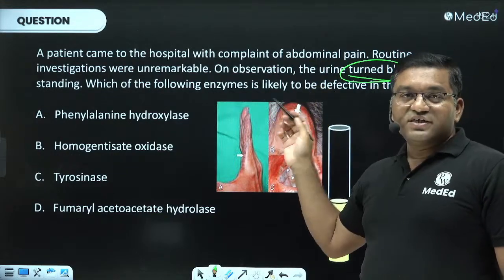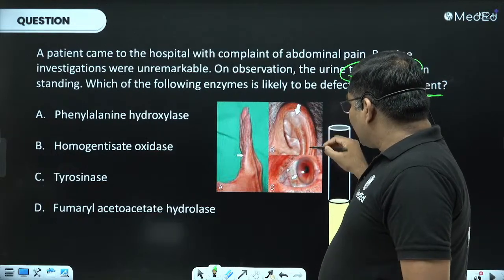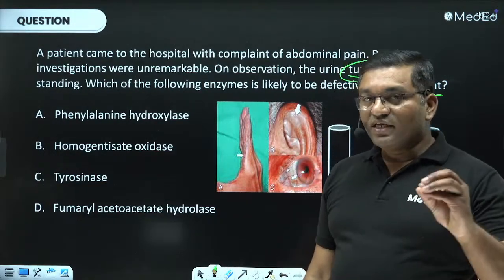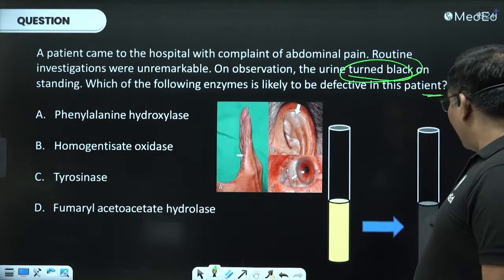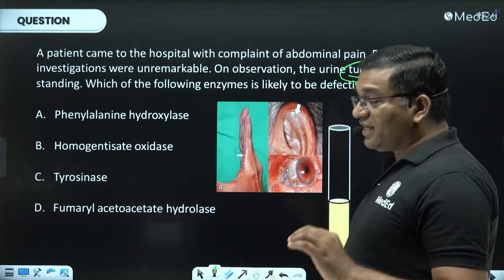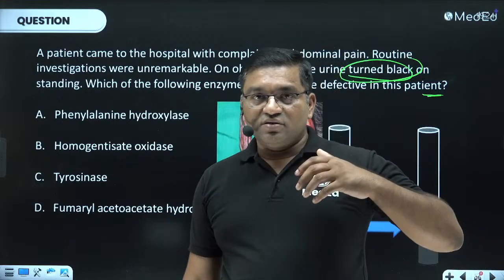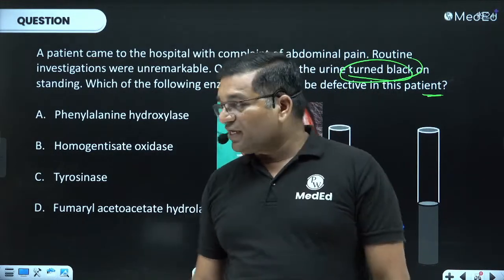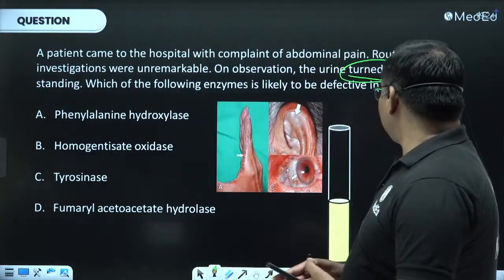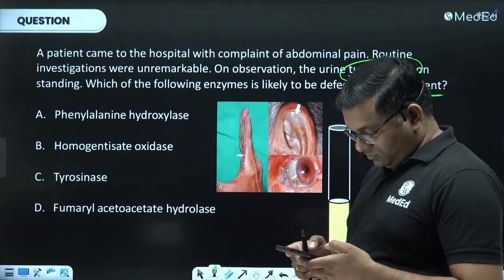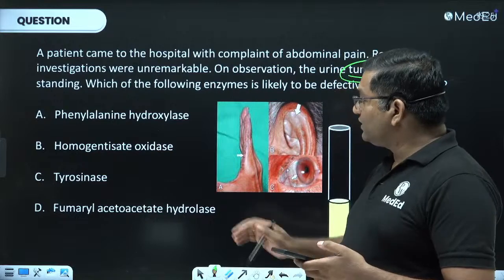Also there is deposition of black pigment in the palmar creases, ear cartilage, and also in the eyes. The black pigment deposited is known as alkapton, and the urine turns dark on standing. As such, the disease is asymptomatic, but urine turns dark on standing on exposure to air because of oxidation. So this is a case of... yes, homogentisate oxidase is the correct answer.